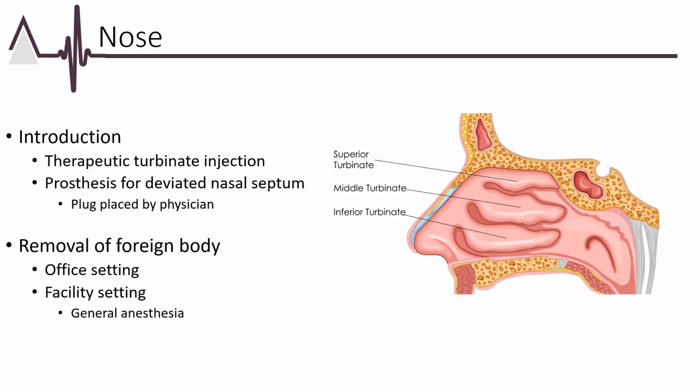There are several codes to describe removal of a nasal foreign body. Removal can be done easily via intranasal removal in the office. When anesthesia is required, this is done in the hospital. There is an additional code for removal of a foreign body by lateral rhinotomy, or cutting into the side of the nose to remove the foreign material.